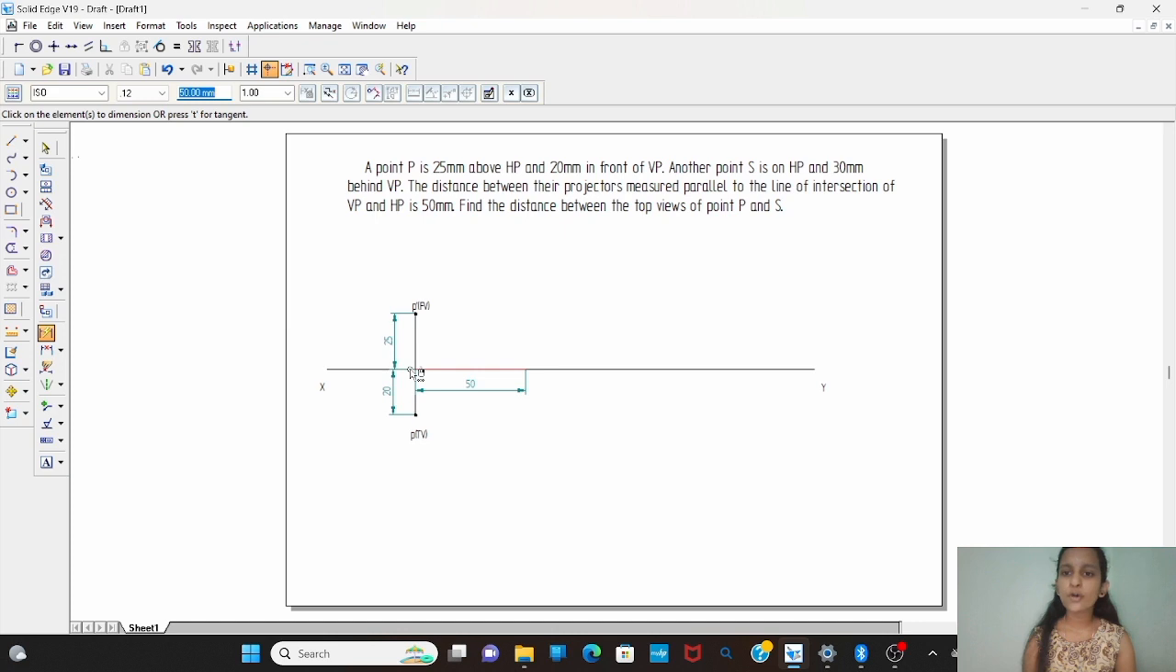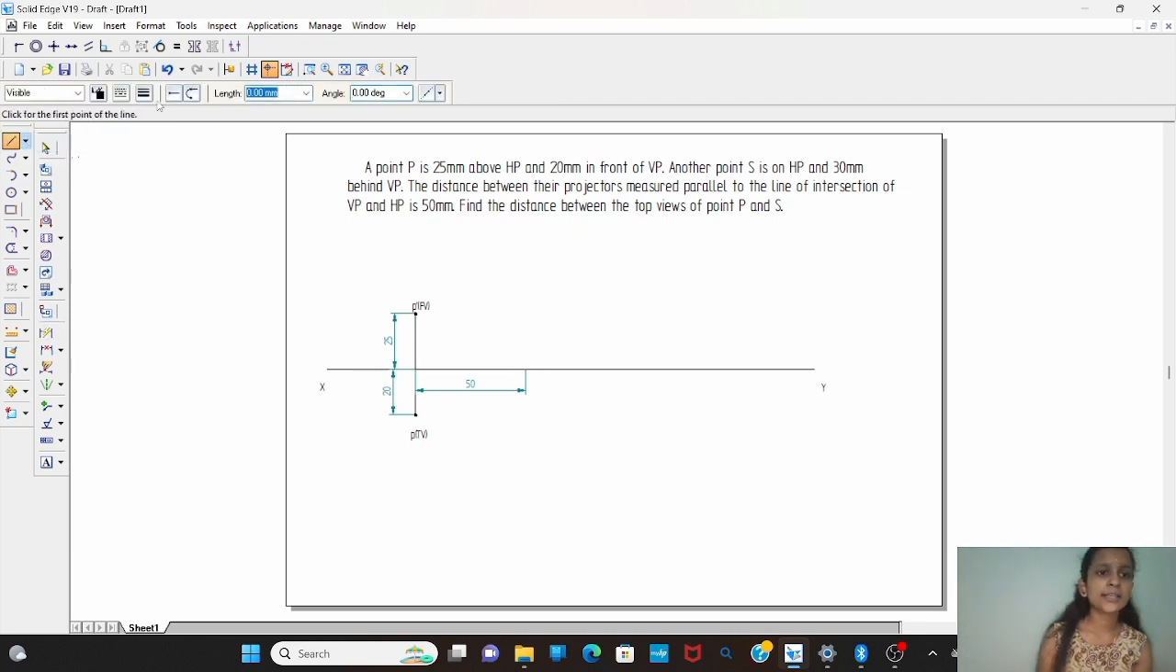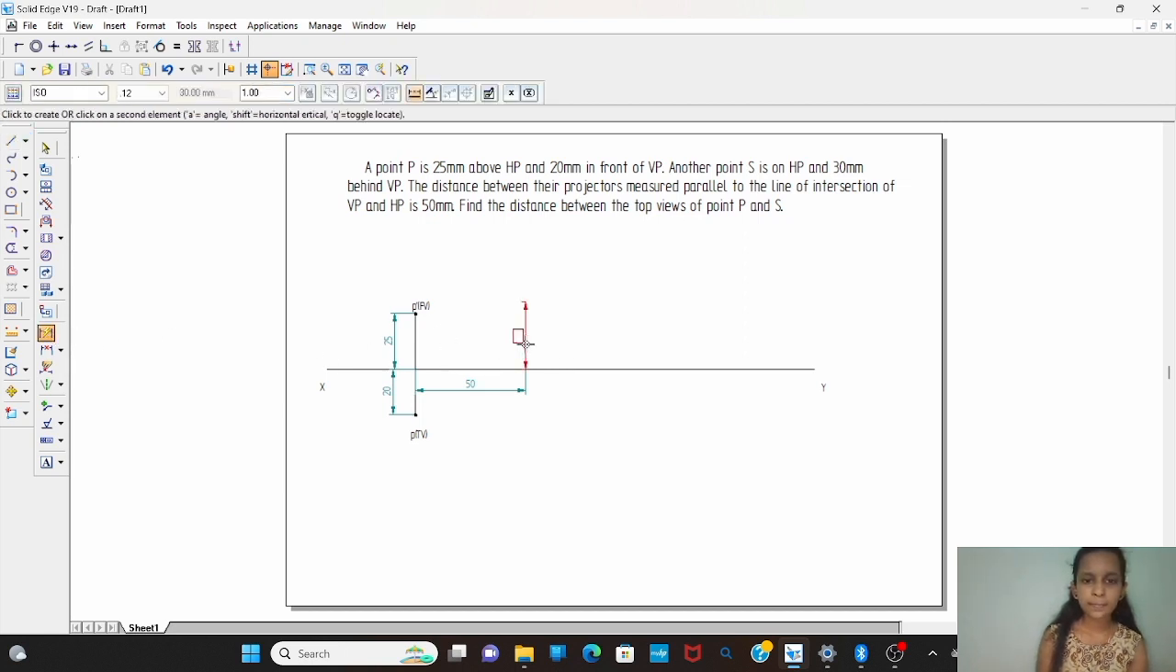Again, point S is on HP and 30 mm behind VP. Point S front view lies on the XY line and its top view lies above the XY line. Select the line option of thickness 0.13 mm, of length 30 mm and the angle is 90 degree. Place it after the 50 mm line. Move to smart dimension. Measure its distance. It should be of 30 mm.